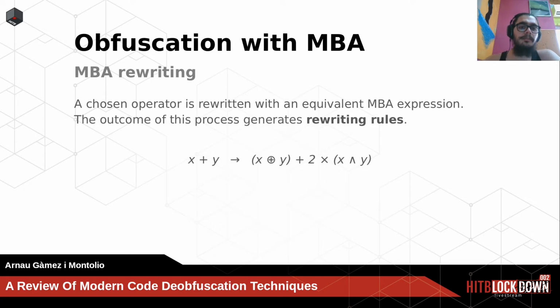With that in mind, let's talk about what we call MBA rewriting, which is essentially taking an operator and rewriting it as an equivalent expression, but more complicated. The outcome of this process generates what we call rewriting rules, and we have some of them in different references, and also some methods to generate them. I won't go really deep into that, but I will leave you the references if you're interested.